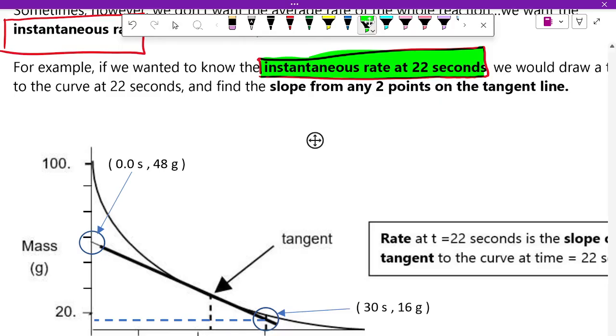Now, what the heck is a tangent line? If I draw any curve, and I say, what is the tangent right here? What I try to do is draw a diagonal line that touches the graph only at that point. So I don't want it to go like this, right? That's tilted too far. That's not a tangent line.